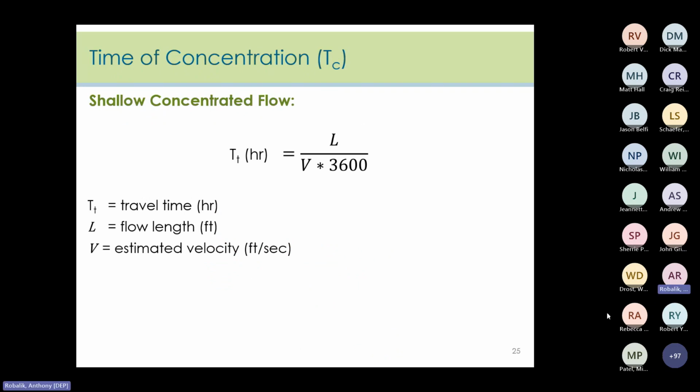Okay, so next we'll cover how the travel time for shallow concentrated flow is calculated. This travel time is equal to the length for this particular segment divided by the estimated velocity, and that's multiplied by 3,600 for the conversion from seconds to hours. And velocity is estimated based on a site's surface condition and slope.